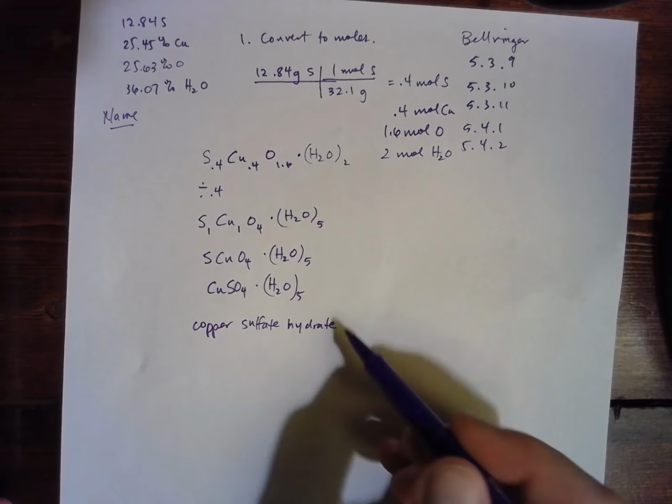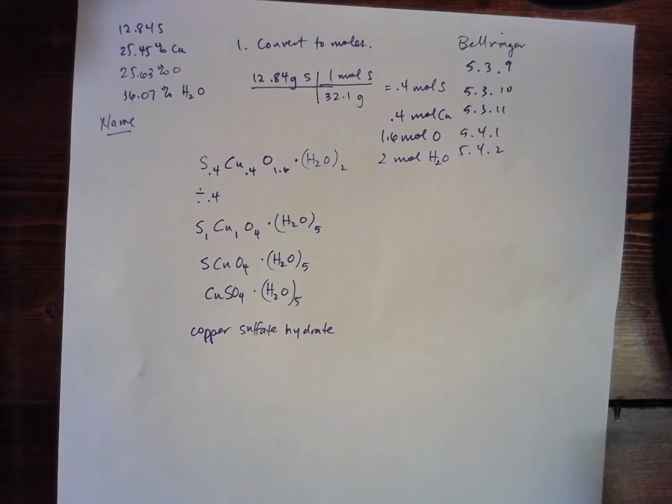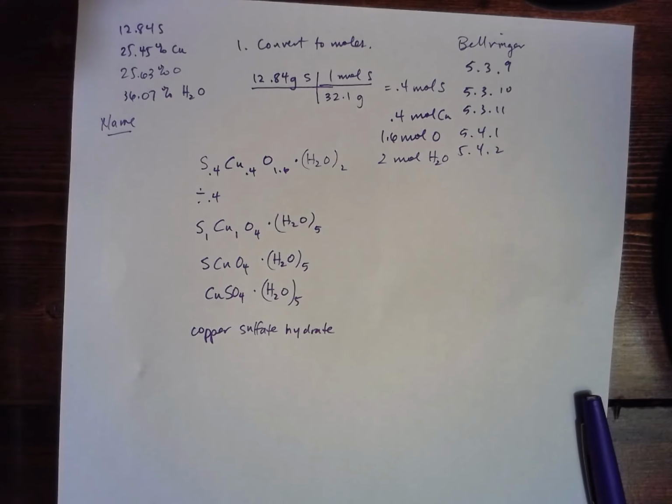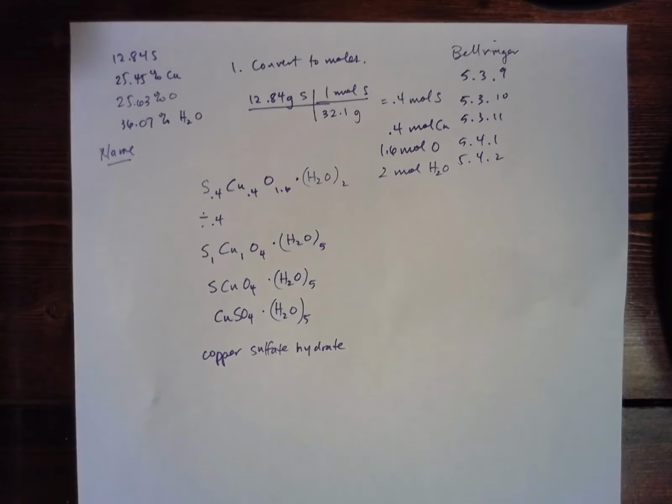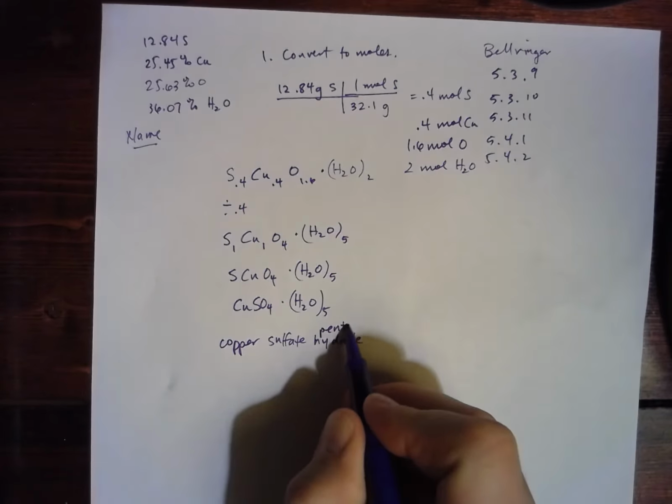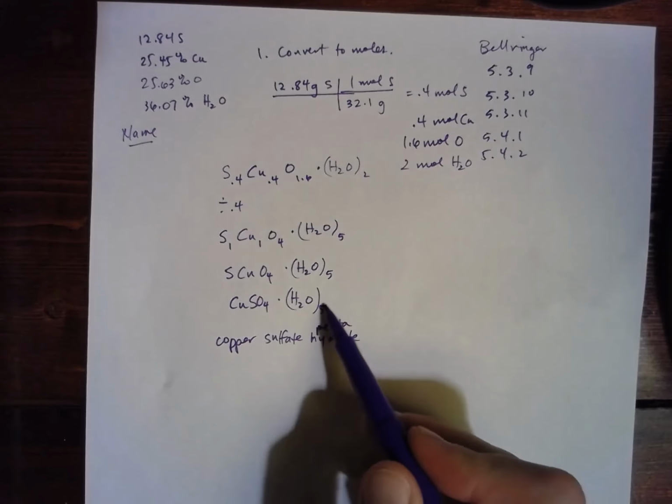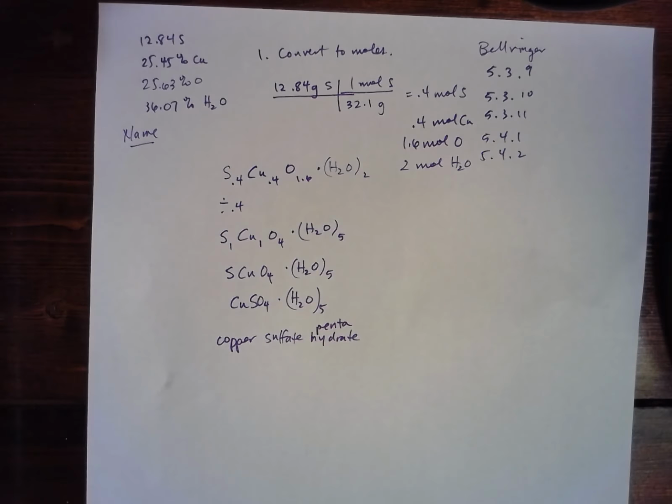Okay, now offhand, I'm actually not quite sure whether we have to specify how many waters are hanging out in there or not. Okay, let me actually look this up really fast. I should have looked this up before. Not prepared. Terrible. Okay, he does. He says copper sulfate pentahydrate. So we need to indicate that 5 with a penta. Okay? All right, that's our bell ringer.